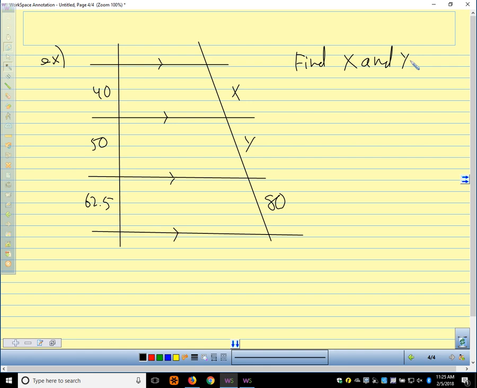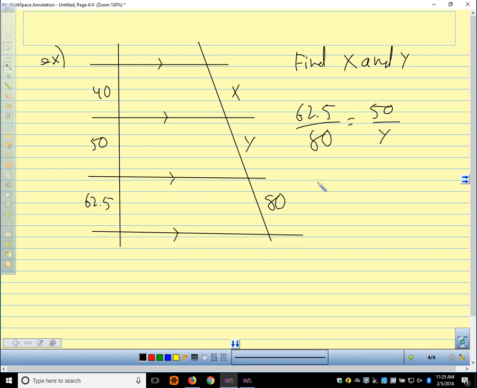Well, these are my intersecting transversals. We know that the intersecting transversals divide the sides proportionally. So I can set up some proportions. What do we want to set up? Any suggestions? 62.5 over 80. So we need one ratio that doesn't have a variable in it, so we can solve for our variable nicely. And that's going to equal 50 over y. That'll let us solve for y.